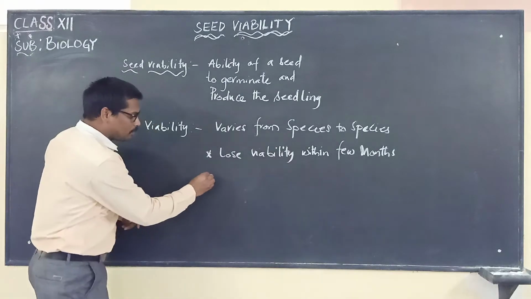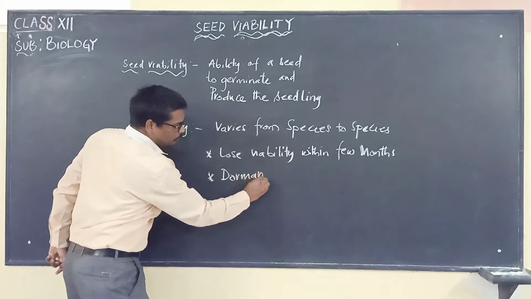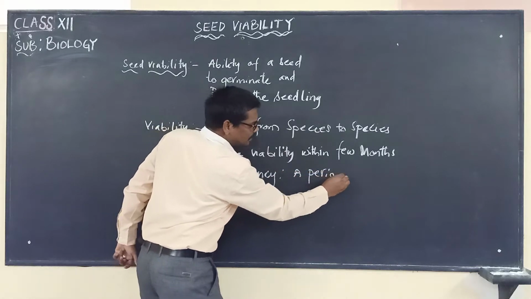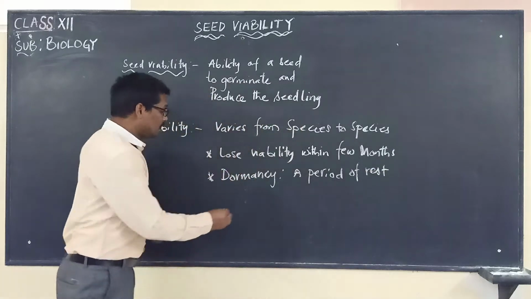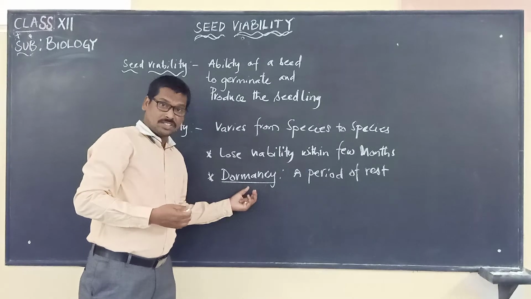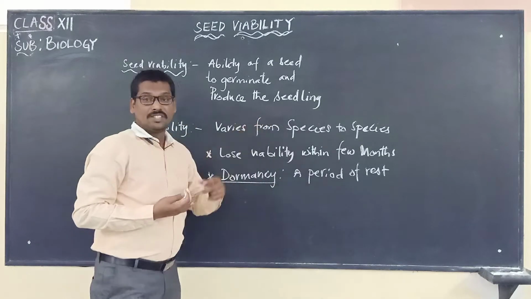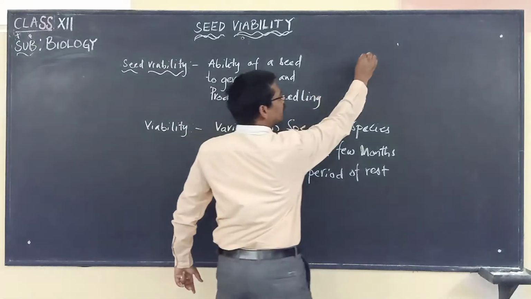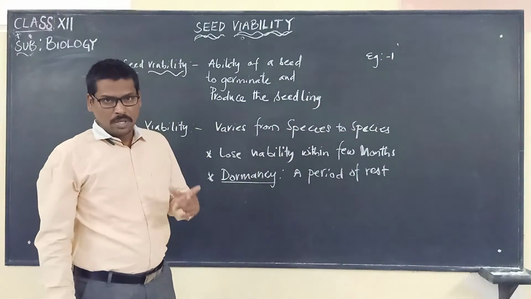So what is dormancy? Let us come across one word called dormancy. Dormancy means a period of rest. There are some seeds which will be in the dormancy stage. After completing the dormancy stage, or period of rest, they start germinating and produce the seedling. There are two best examples that we should keep in mind.